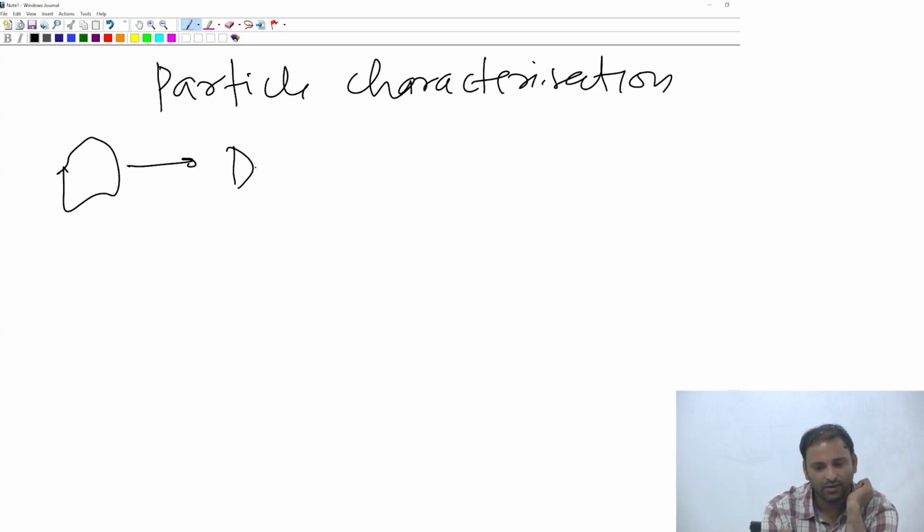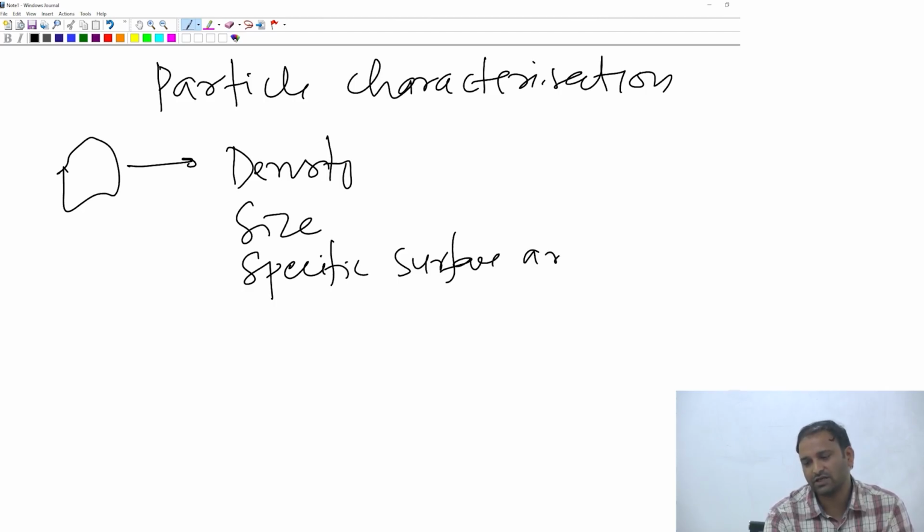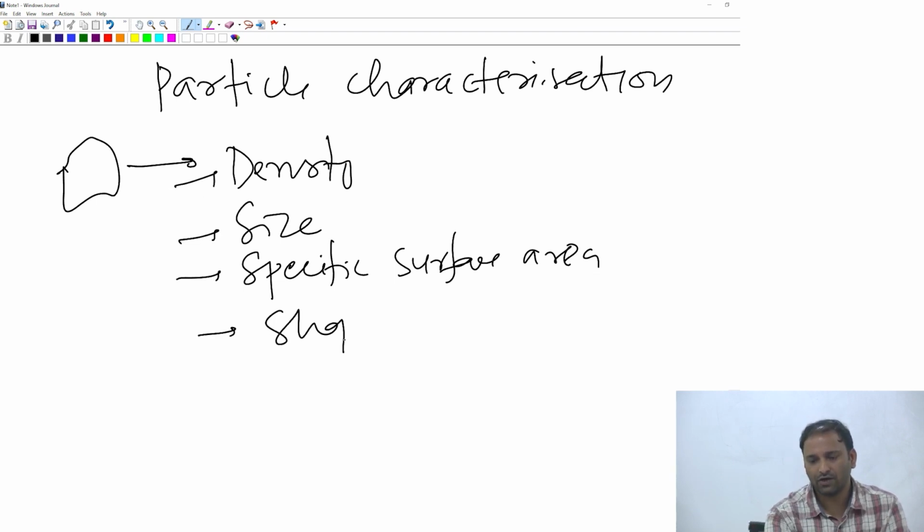Yeah, of course. I mean, of course, density is one you can think of. Of course, size of the particle itself, right? The basic characterization that I can think about, I should know what is the size of the particle. I should know the density. You can also think about something called the specific surface area. And of course you can think about characterizing the shape as well, right?